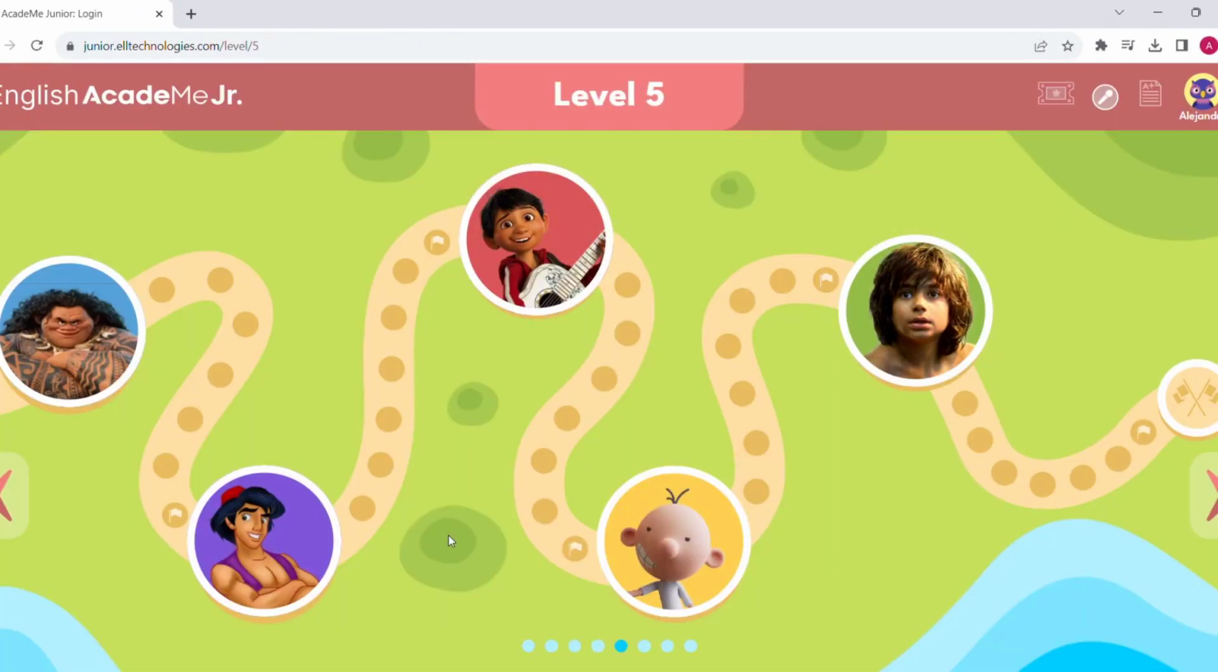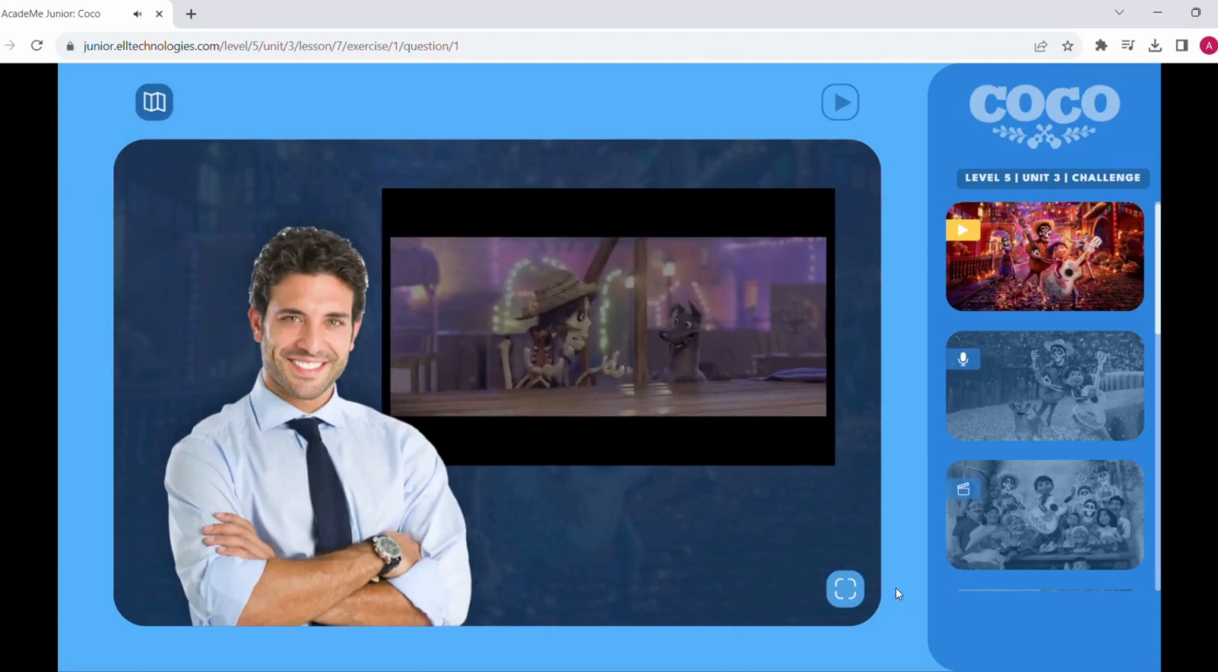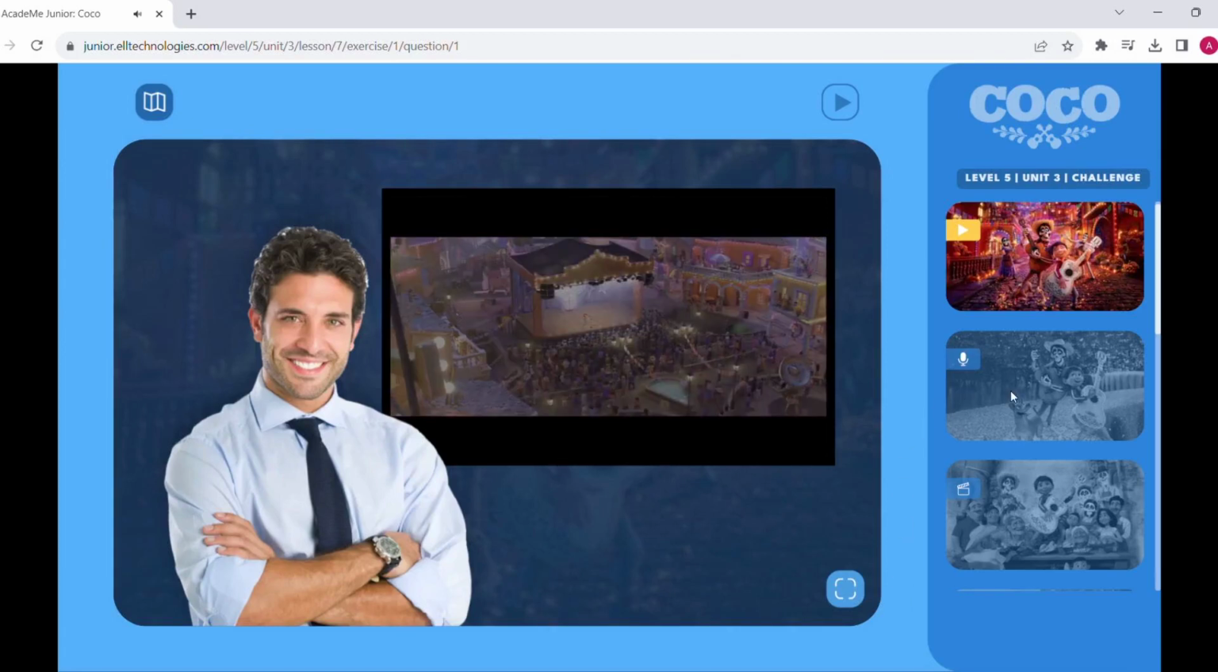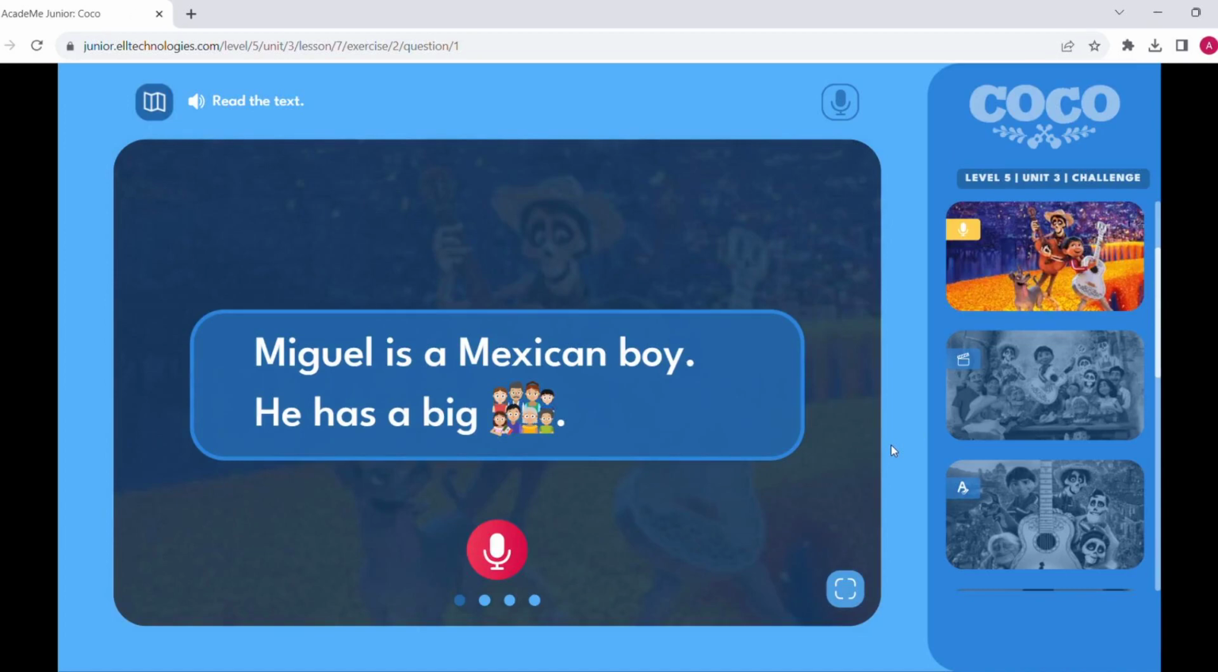At the end of the unit lessons, the student will have a challenge where they will practice what they saw during the unit through interactive activities related to the movie. During this challenge, we seek to activate the student's knowledge and put it into practice.